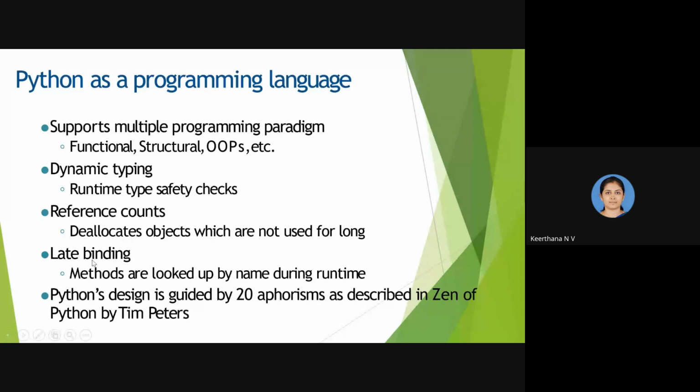And the fourth thing is late binding. This will be done at runtime. Methods are looked up by name at runtime. There are two types of binding: late binding and early binding. Late binding happens at runtime, and early binding happens at compile time.